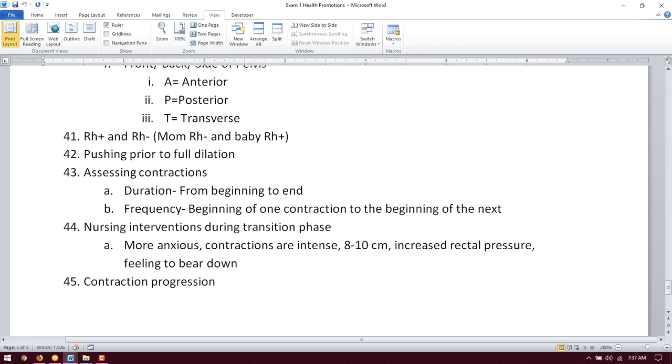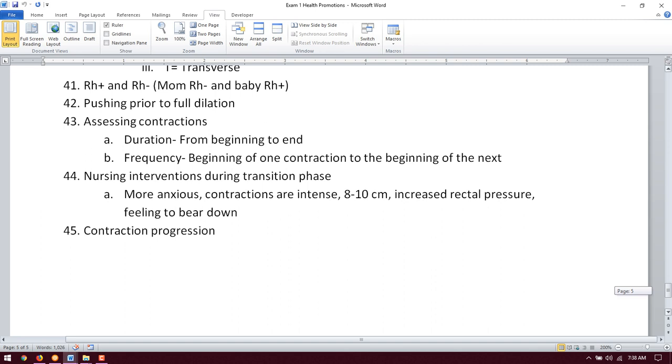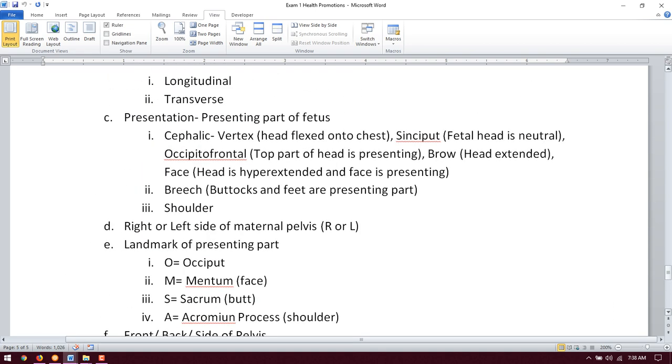I went over pushing before mom is fully dilated last night. Know your contraction definitions, duration and frequency. Know the nursing interventions for each stage. You're not going to want to try and teach them anything about infant care while they're pushing. So just make sure your interventions are appropriate for this stage in labor and delivery.